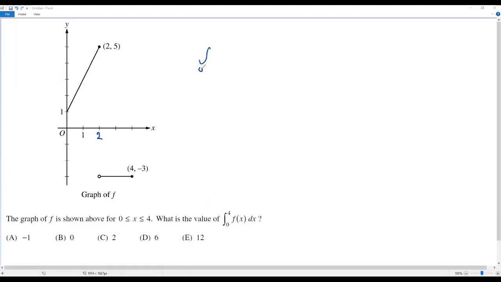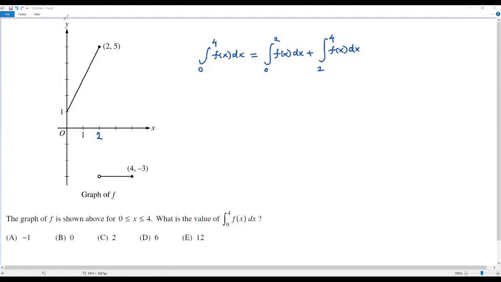Okay, let me write the given integral as it is. The integral from 0 to 4 of f of x dx can be written as the integral from 0 to 2 of f of x dx, plus the integral from 2 to 4 of f of x dx. I just split up this integral into two parts using the transition value 2. Okay, now let's consider the first integral, from 0 to 2 of f of x dx. Actually, it gives the area between the curve f of x and the x-axis from x equals 0 to 2.